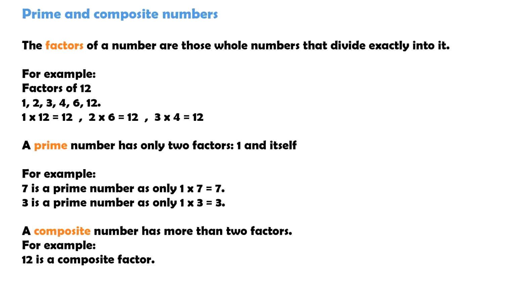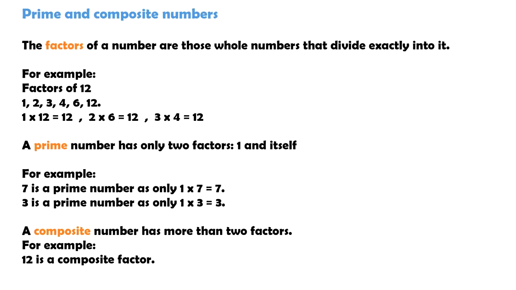Now the reason for this is because 1 times 12 equals 12, 2 times 6 equals 12, and 3 times 4 equals 12. So each of those numbers is a factor of 12. Now a prime number has only two factors, 1 and itself. For example, 7 is a prime number. This is because only 1 times 7 gets to 7. Now 3 is also a prime number, as only 1 times 3 equals 3.